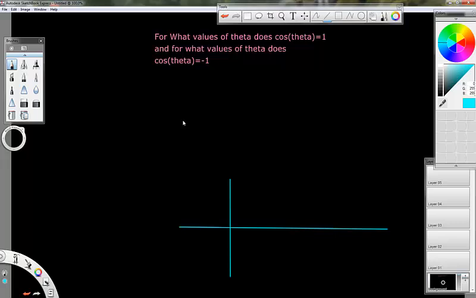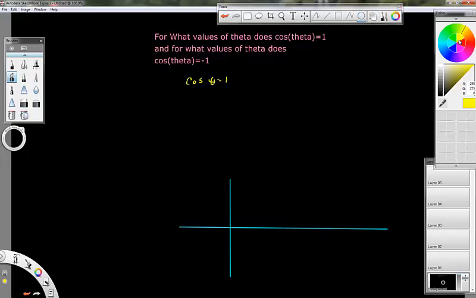All right, so we're doing a problem here. It says, what values of theta does the cosine of theta equal 1 and negative 1? So to answer something like this, to answer the question, the cosine of theta equals 1, and where that is, let's first go back and graph it.